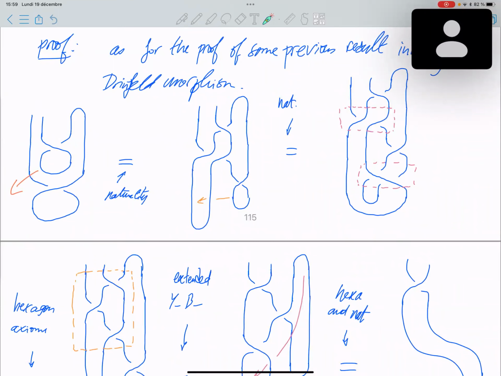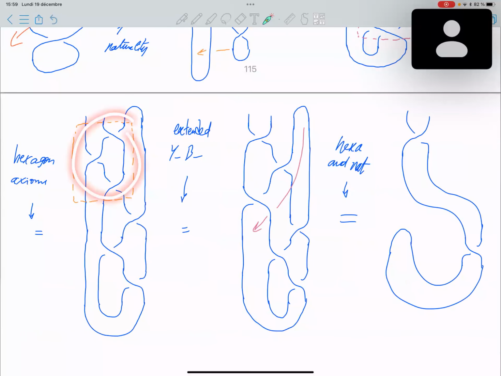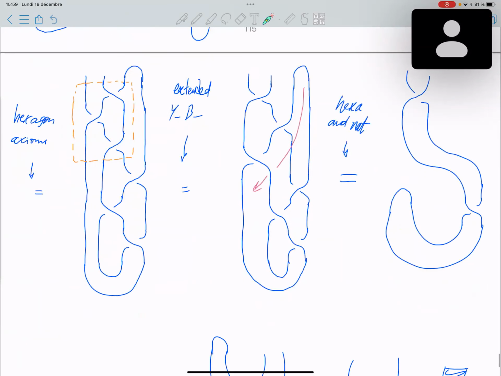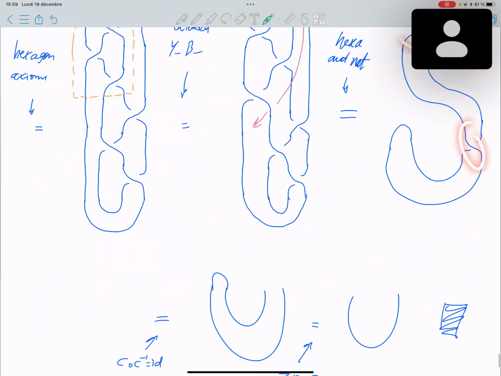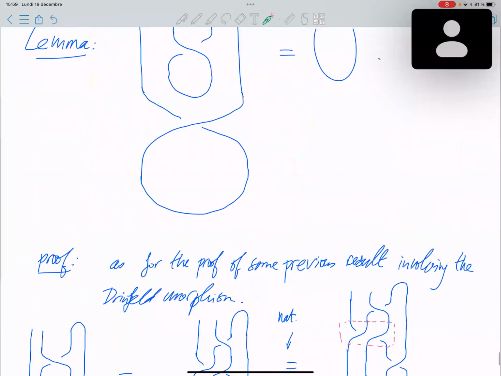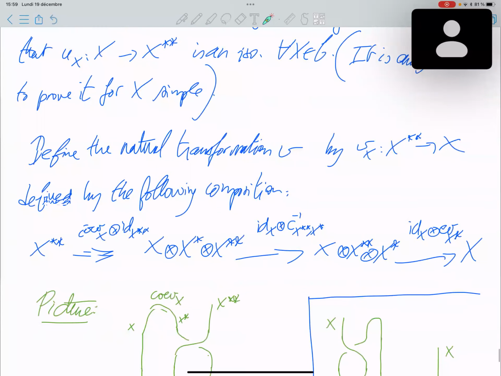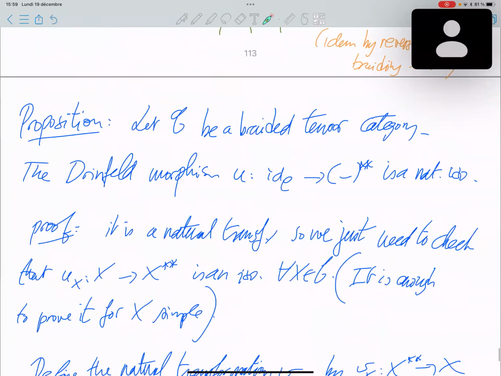So naturality to cross above and then to cross below, then the hexagon relation to develop like that, and then we apply the extended Yang-Baxter to get that, and then you can go above and below to get that, and we just get one braiding and its inverse which vanish. So you just get that, which is that. That's okay. Okay. So this is the end of this proof. So the Drinfeld morphism, the natural isomorphism.